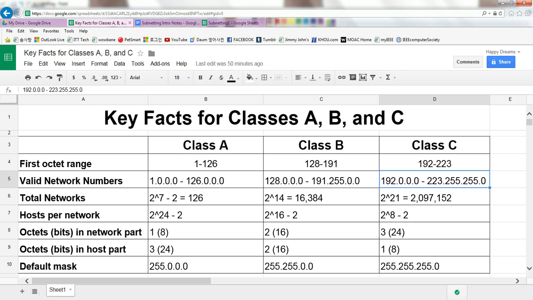Okay? And this is the same thing. 3 octets has 24 bits in the host part. 2 octets has 16 bits in the host part. 1 octet has 8 bits in the host part. And last, this is the default mask. Class A is 255.0.0.0. And class B is 255.255.0.0. Class C is 255.255.255.0. That's the default mask.